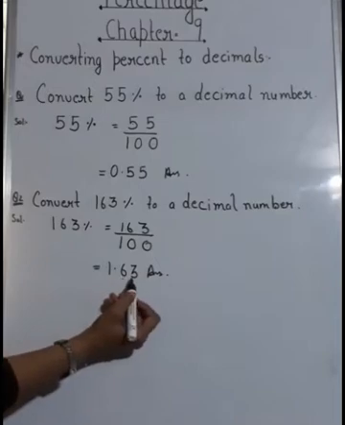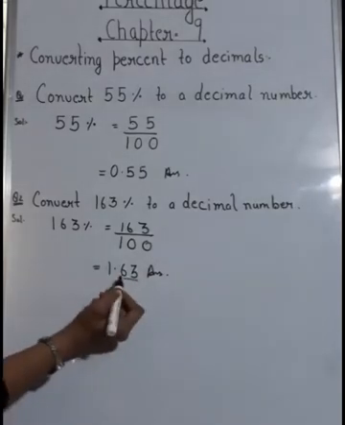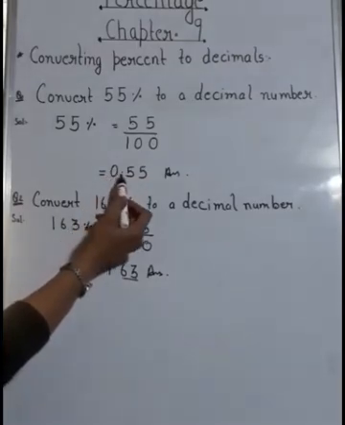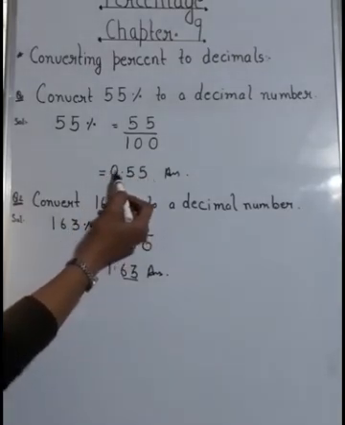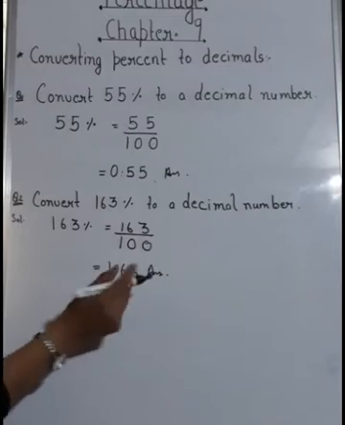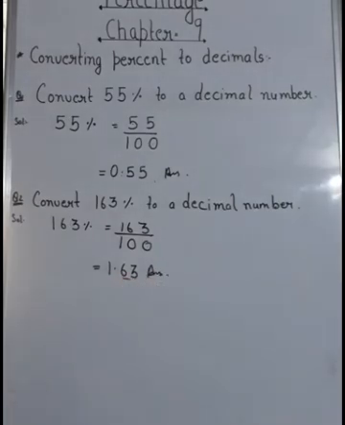After the point, you cannot read it as 63. It is read as 6 and 3. Like this one, it's 0.55, not 55. It is 0.55 and this is 1.63. And this will be your answer.